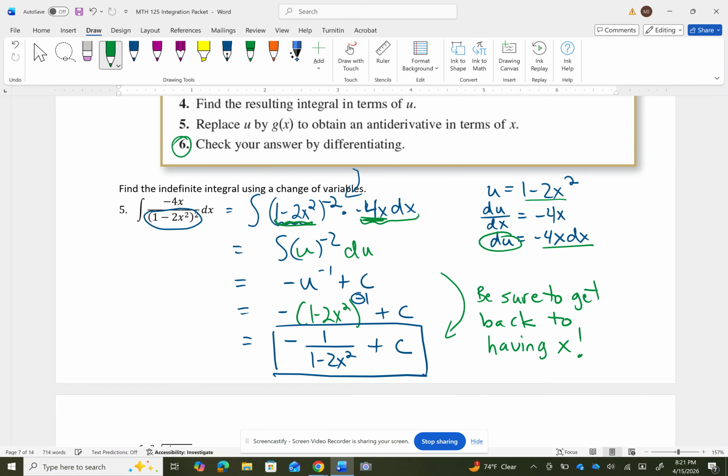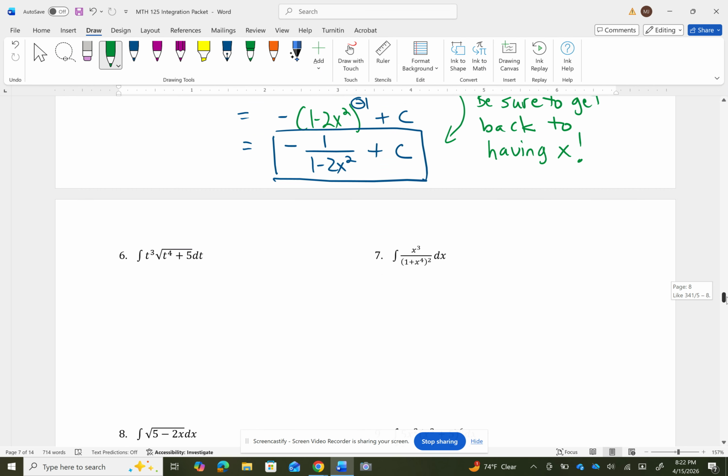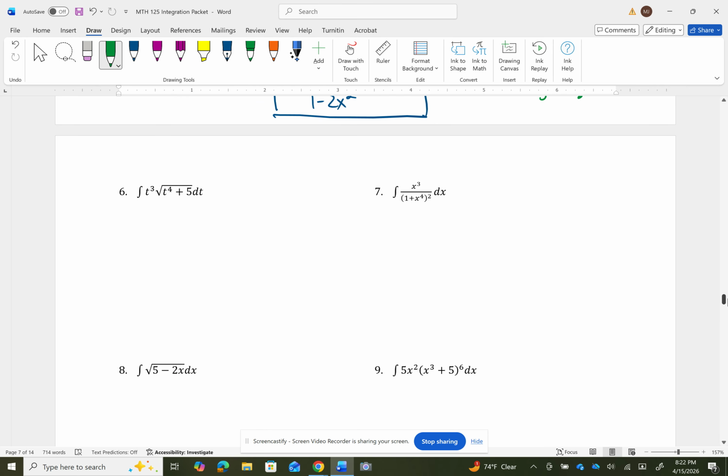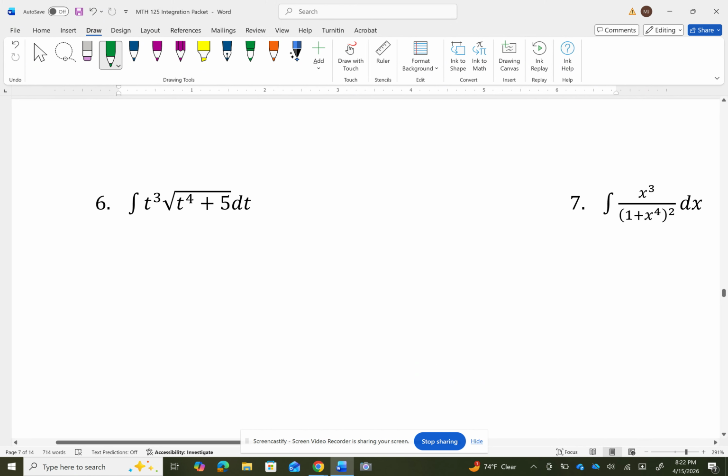Don't leave it with a u. Okay? All right, so let's go ahead and do several more examples of this. Sometimes they'll be nice. Sometimes we'll have to do some kind of an adjustment because we might not have a constant that we need. All right, so as I'm looking at question number 6, I like what I see.